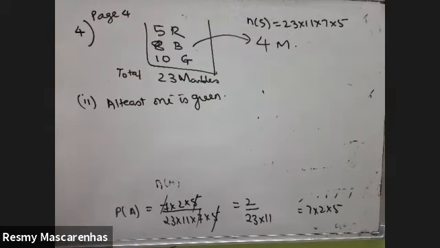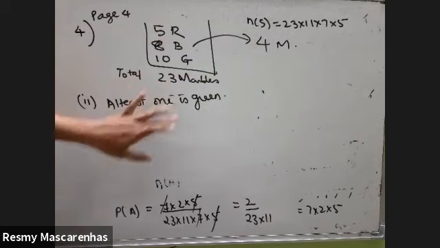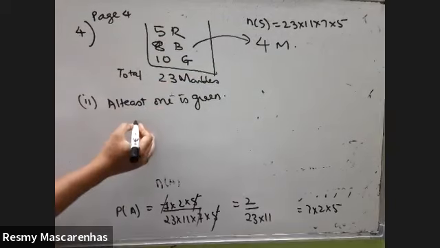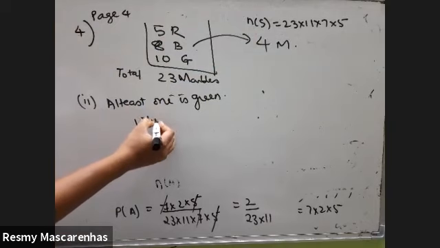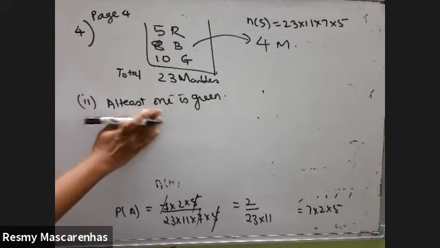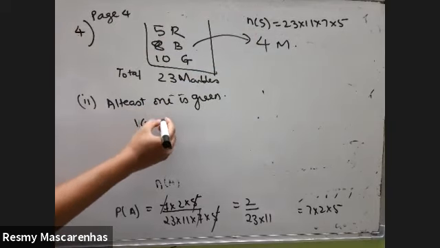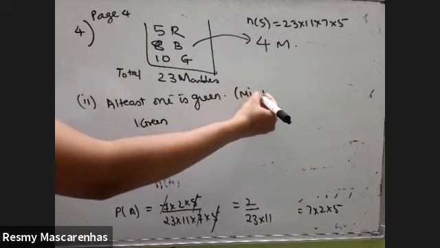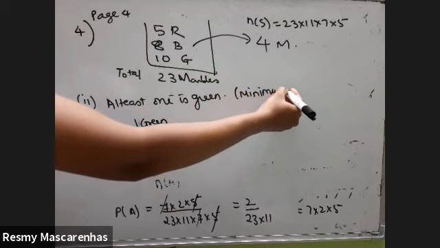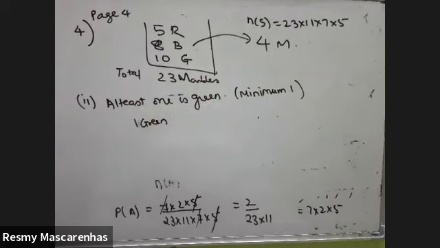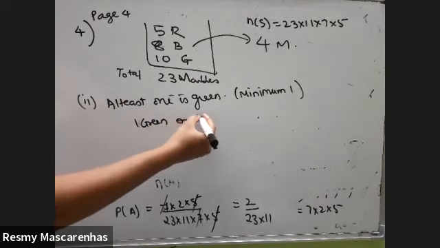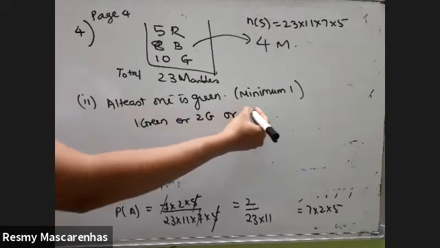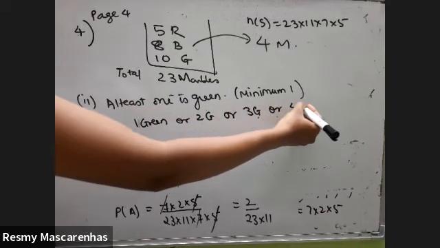So there are two ways actually to solve. So both the methods are teachable. Okay, at least one means what? It could be one blue. Sorry, what is that? One green. Then minimum. It means what? Minimum one or more. One green, or it could be two green, or three green, or four.